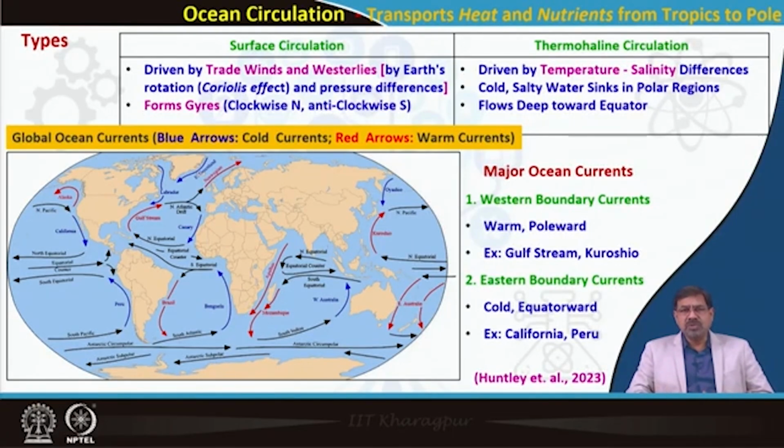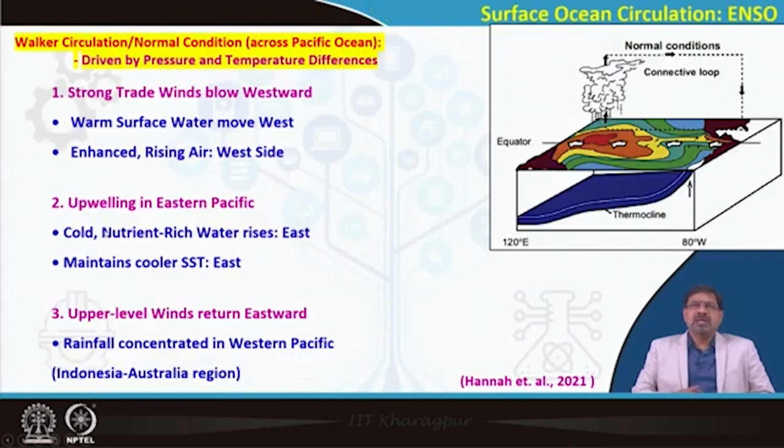So, examples we take are the California and the Peru currents. This particular diagram and explanation has been taken from the references given by Huntley et al. 2023, also shown at the end. Now, friends, let us have an understanding of the El Nino Southern Oscillation, as we continue our discussion of surface ocean circulation.